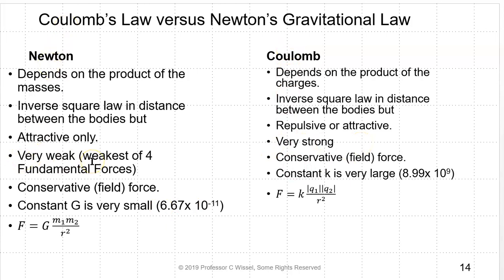Newton's law, very weak. It's the weakest of the four fundamental forces. Electrical forces are very strong. Gravity is a conservative field force. Coulomb is also a conservative field force. And the constant G in Newton is very small, 6.67 times 10 to the minus 11th. And the constant K for the Coulomb is very large, 8.99 times 10 to the 9th. But they look alike. And they behave alike.